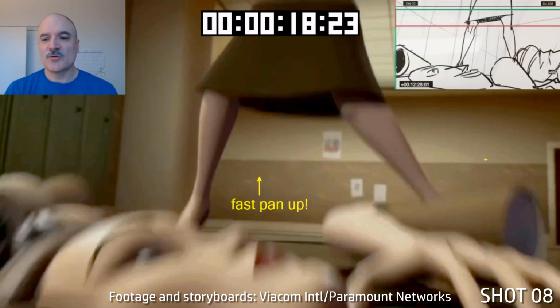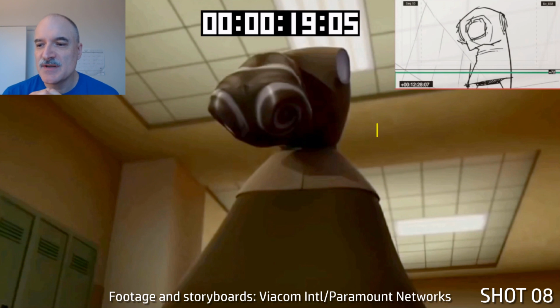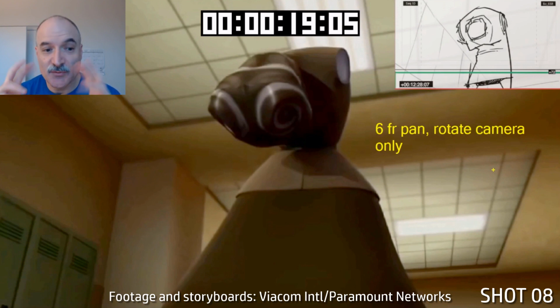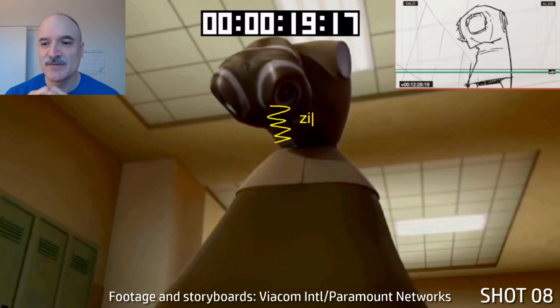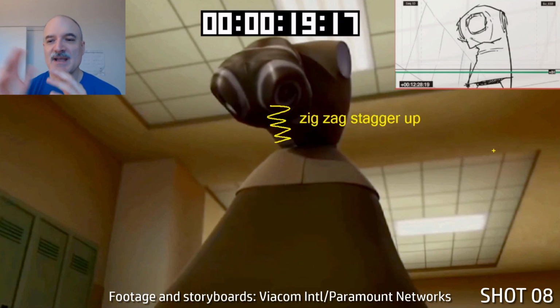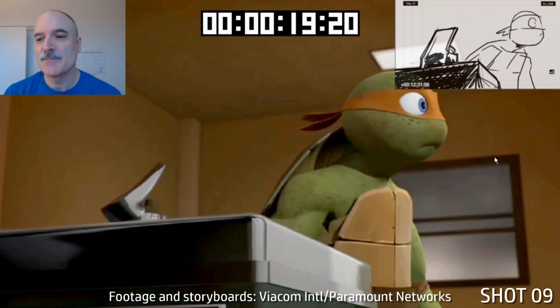And then we're going to do a quick pan up here. I think it's about 6 frames. And just rotate only, no translate. If we're going to have translate, that's going to turn into a crane. It's going to be a very different feeling than just looking up. And we've got a nice zigzag stagger as she goes up there.